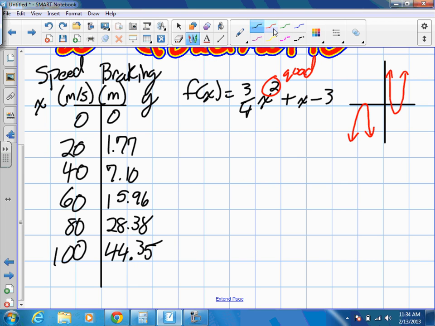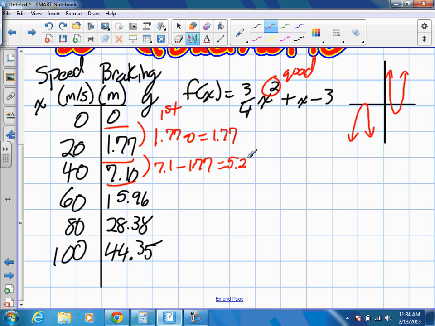So first, we do first differences to discover if it's linear. We take the second term minus the first: 1.77 subtract 0, what do we get? 1.77. Then we take 7.1 subtract 1.77, 5.33. Excellent. Then 15.96 subtract 7.1. What's that going to give us? 8.86.